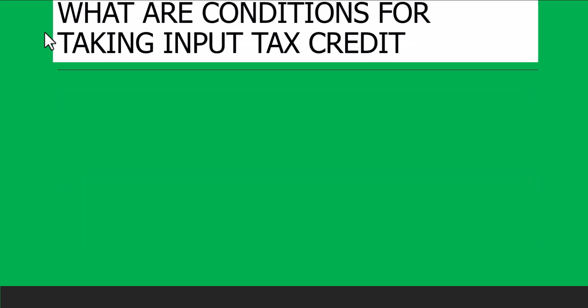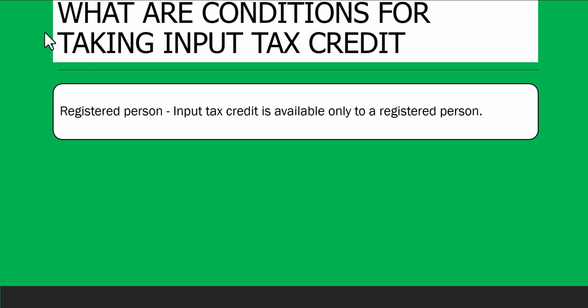So now we come to the conditions for taking input credit. Okay, can you read? What are the conditions for taking input tax credit? Registered person. Input tax credit is available only to a registered person.